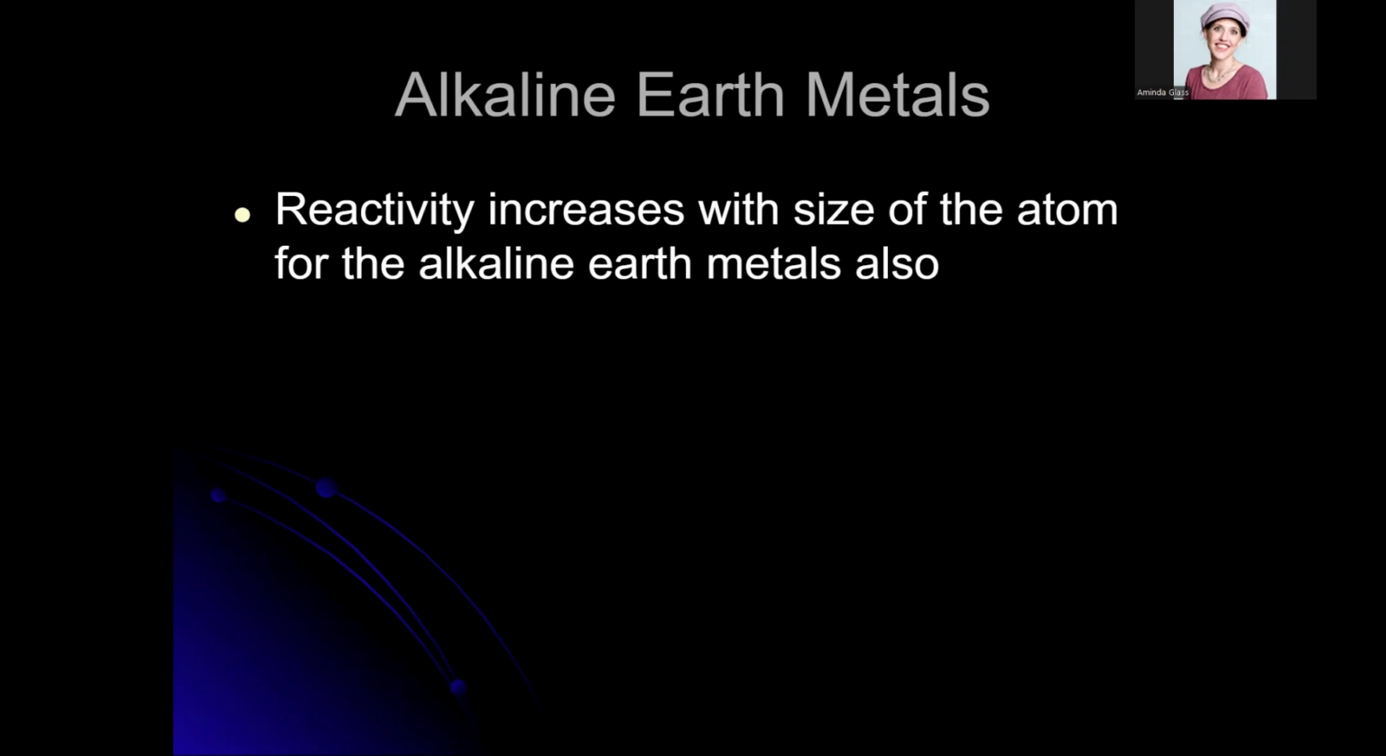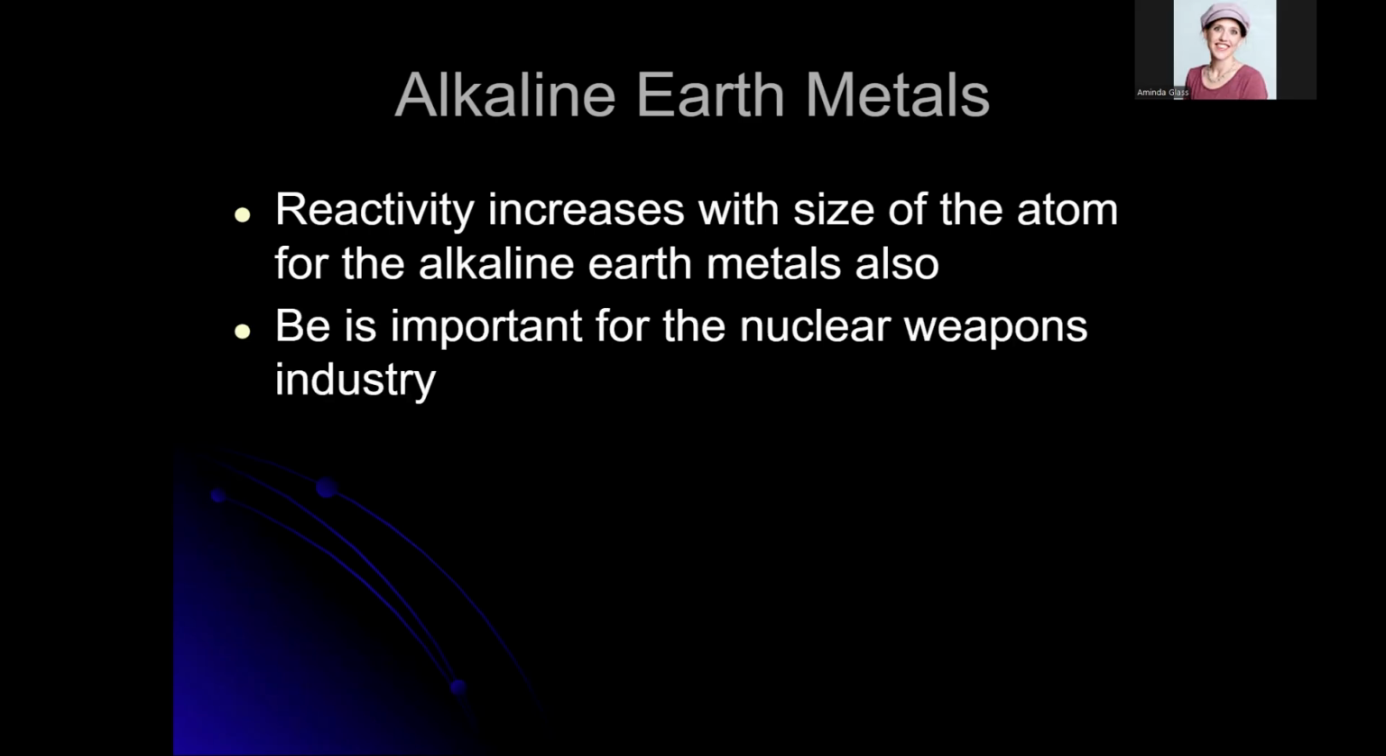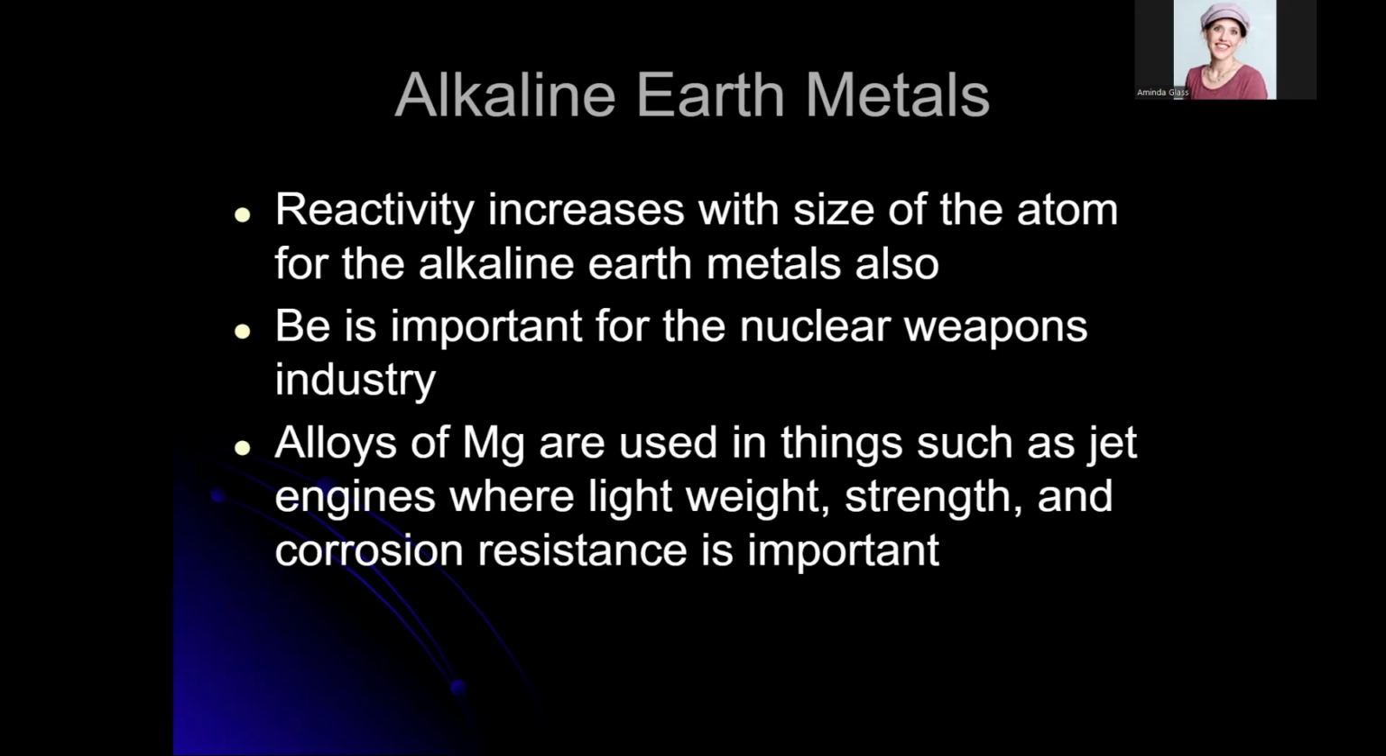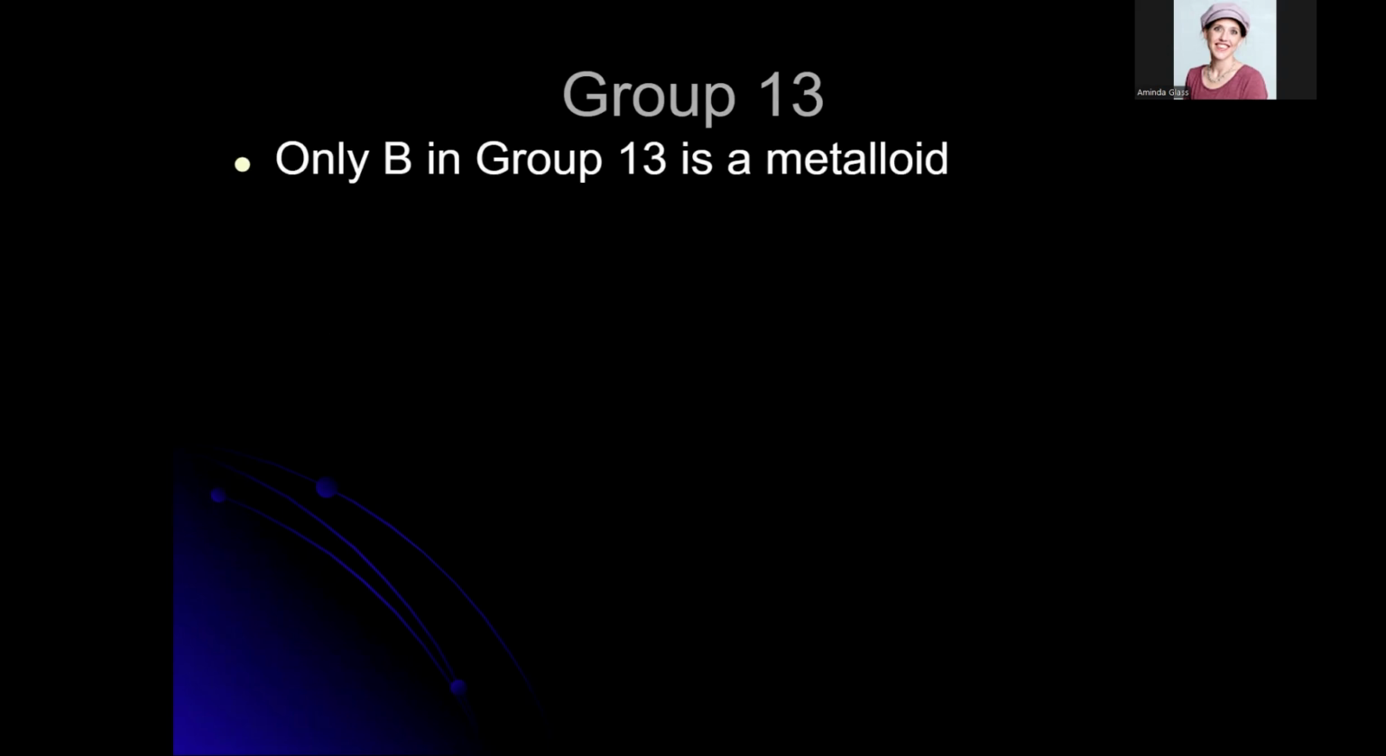The farther away those valence electrons are from the nucleus, the less attracted they are to them, which means the more reactive they are. Beryllium is important for the nuclear weapons industry, and alloys of magnesium are used in things such as jet engines, where we need lightweight, strength, and corrosion resistance. You don't want your engines to rust and fail, for sure.